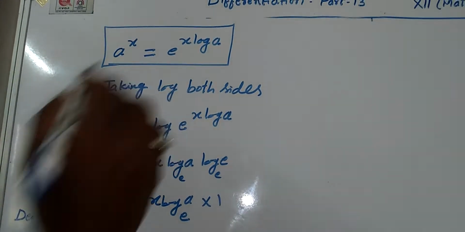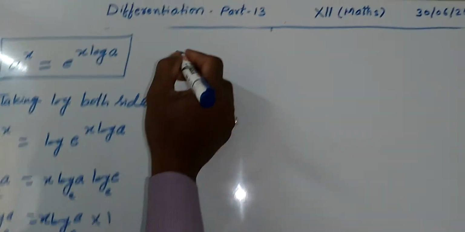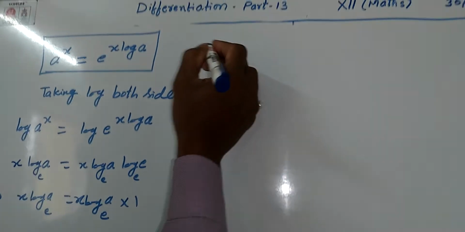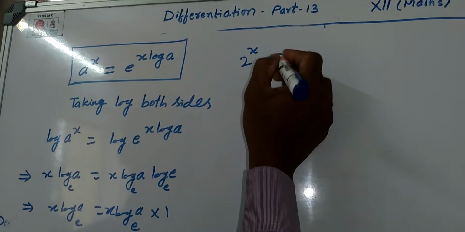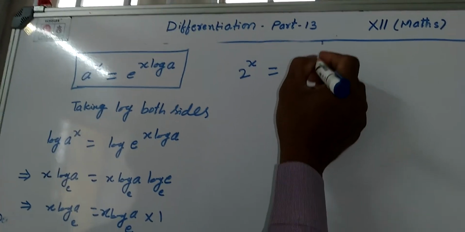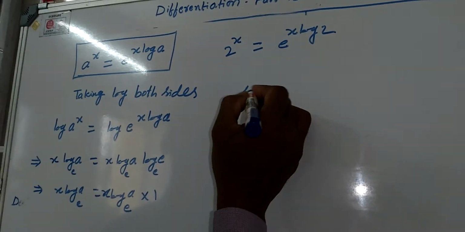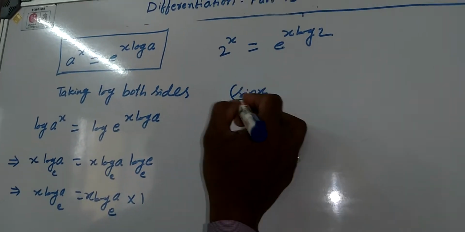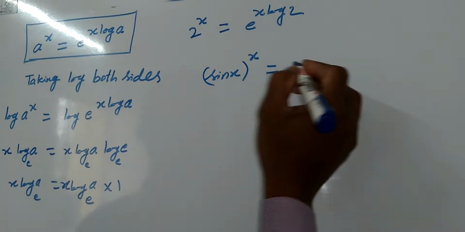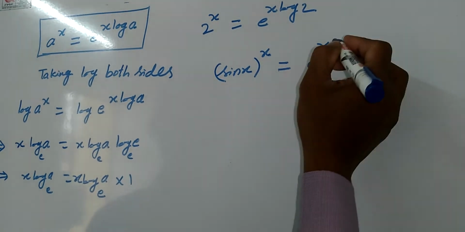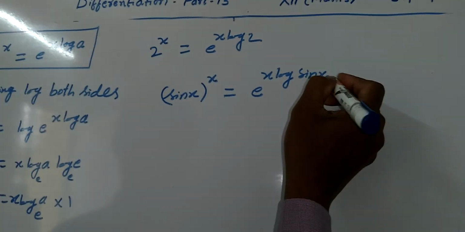So this is one of the very important formulas. By using this formula, we can change many things written in the form of an exponent, like 2 to the power x can be written as e to the power x log 2. Similarly, (sin x) to the power x is written as e to the power x log sin x.